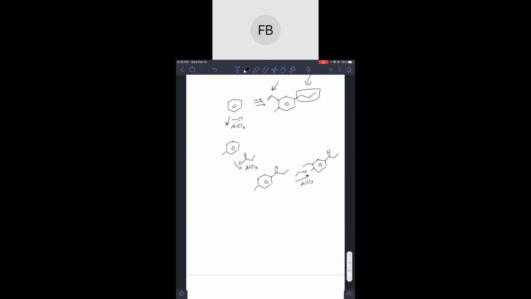Then we're going to need to do NBS because we need to get a bromine on here so that we can eliminate it. So, NBS. Okay. After our NBS, we're going to have to eliminate it. You guys can probably see the steps from here on. So we're going to have to eliminate the bromine, then we're going to have to take care of that ketone, and then we're done. That's it.